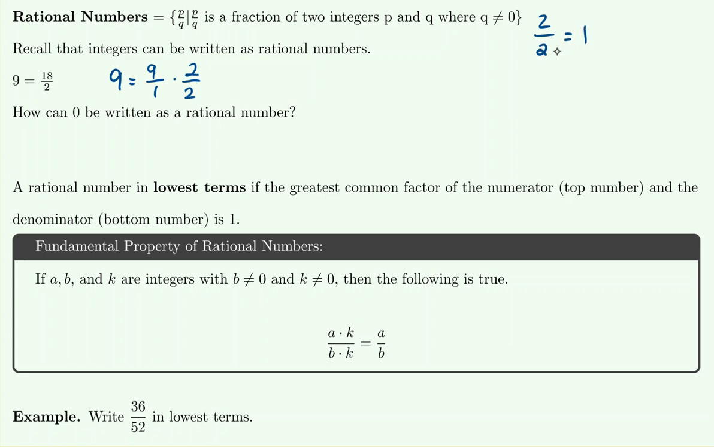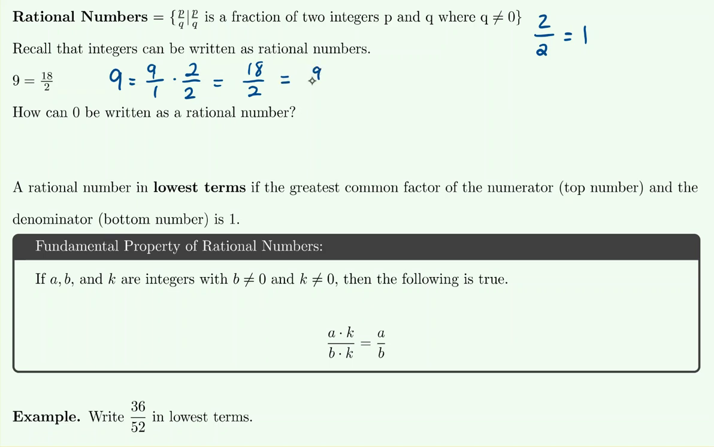And from our earlier example, we know that 1 is the multiplicative identity. So if you multiply by 1, you're not changing the value at all, which is why we can take this 9 over 1 times 2 over 2. Whenever we're multiplying fractions, it's always top number times top number, divided by bottom number times bottom number. So we would get 18 over 2 as an equivalent form of 9, and we could just continue this procedure.